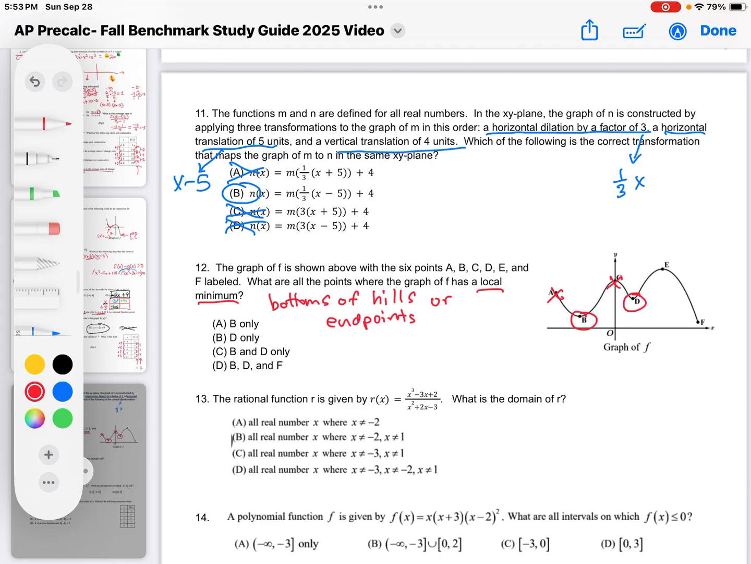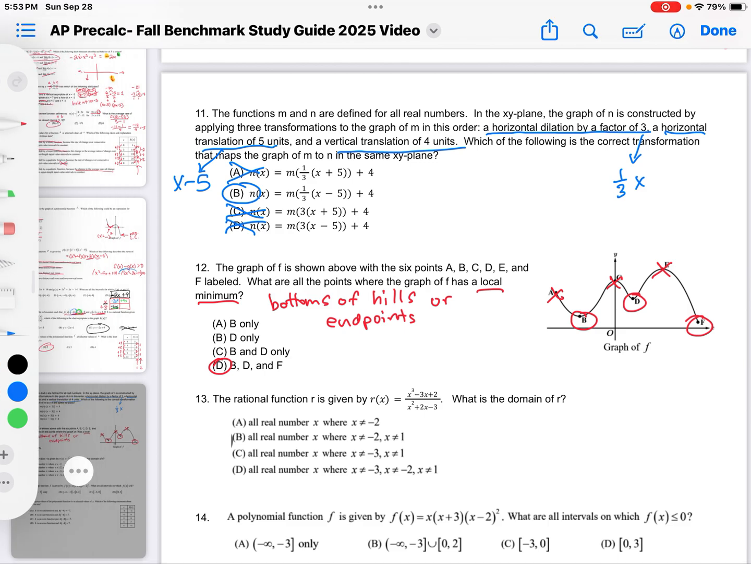D is the bottom of a hill, so that one's good. E is the top of a hill, so that's a local max. F is an endpoint that is at its lowest, so we'll call that a local minimum. So B, D, and F. Okay? Now remember, on your benchmark, this could ask local minimum or it could ask local maximum. So make sure you know the difference between the two. And always double check your endpoints.